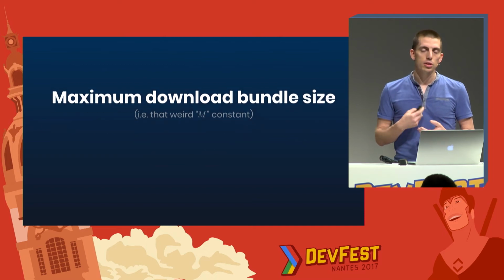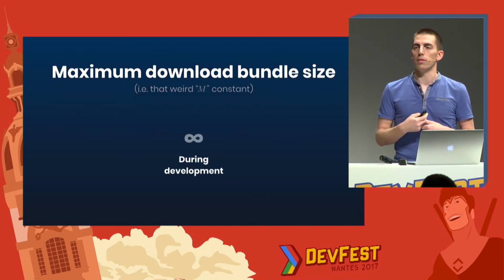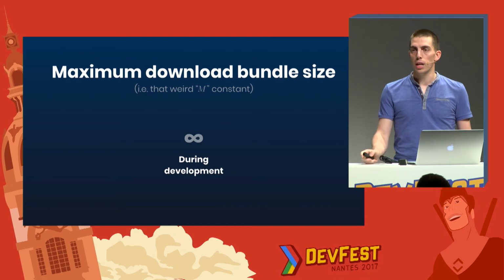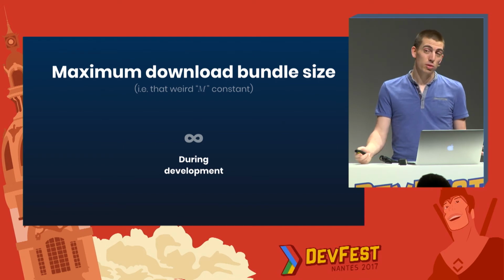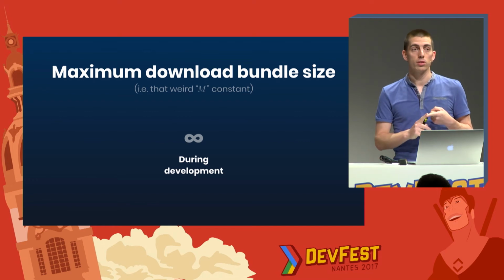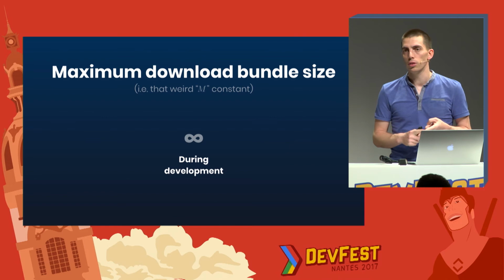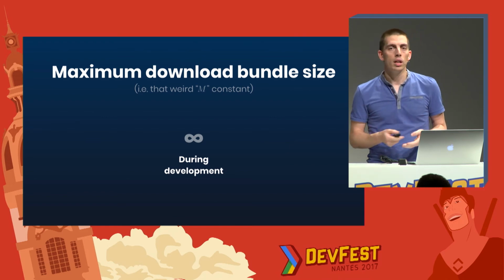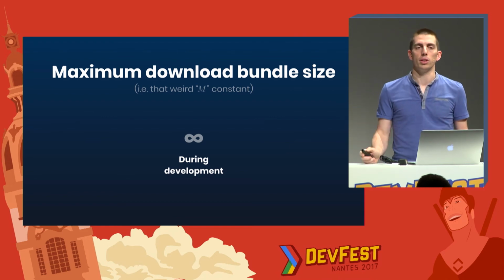So there are actually 3 different values for this M. And M may be infinite, so during development, for instance, you have no limitation. It's really nice if you want to prototype something because you have no limit. And it's also nice to do a proof of concept if you want to show that to your product owner. Hey, look at that, it's working. You don't have to care about the size of the application because there is no limitation.